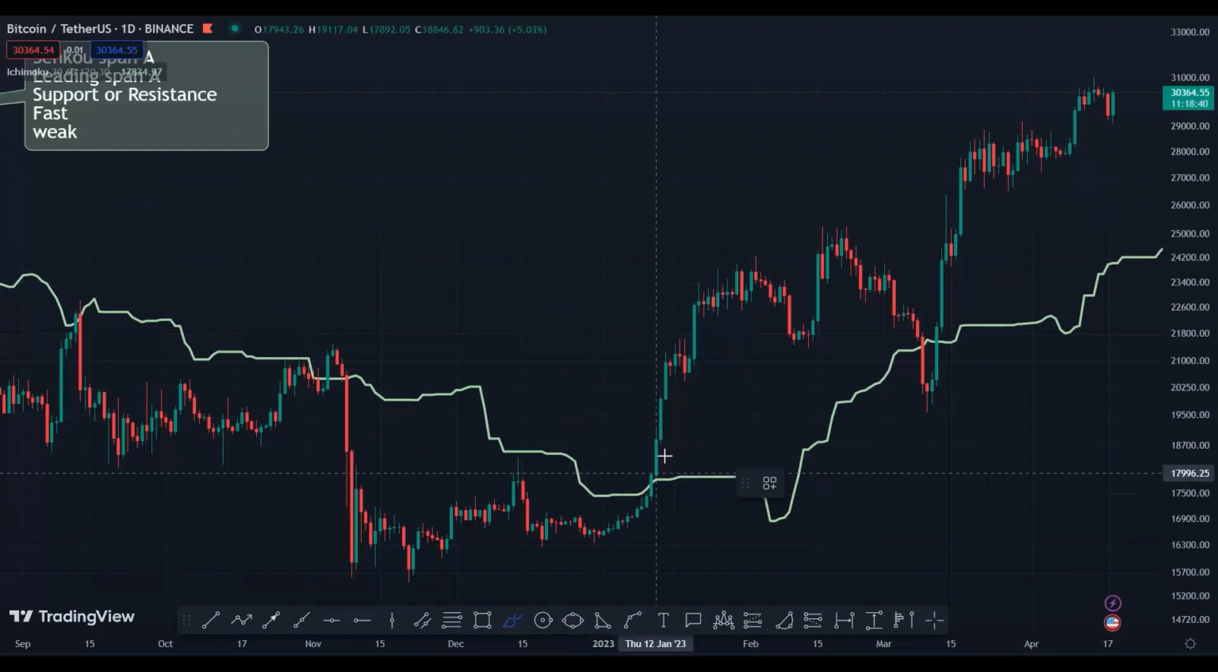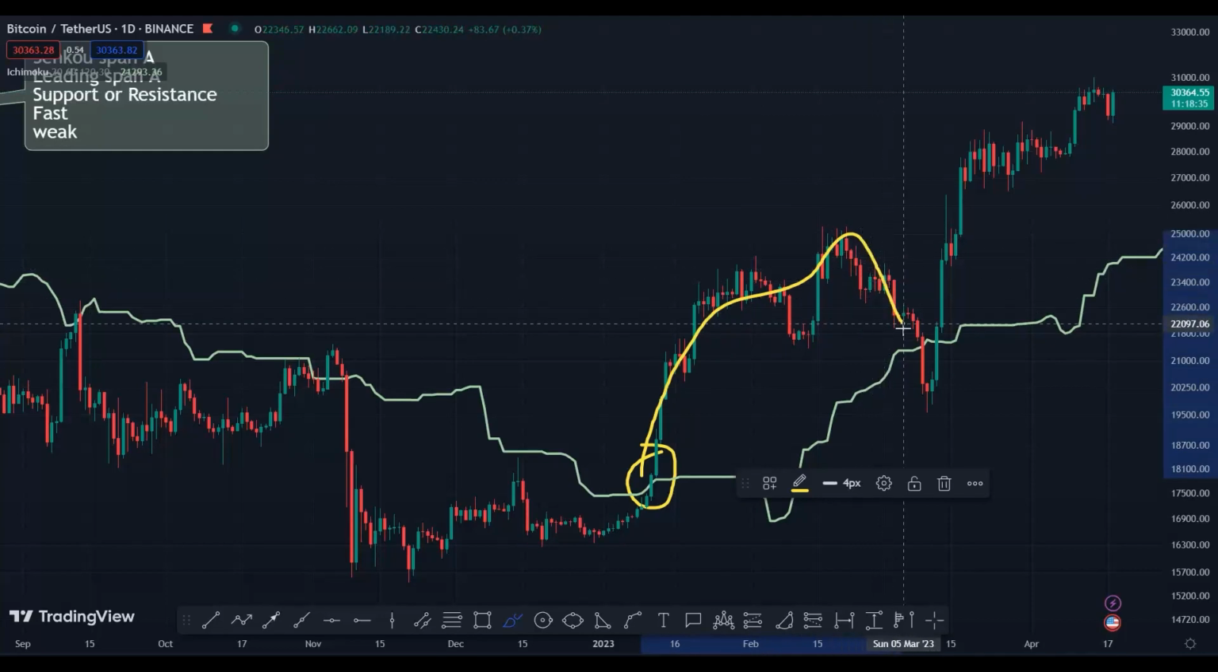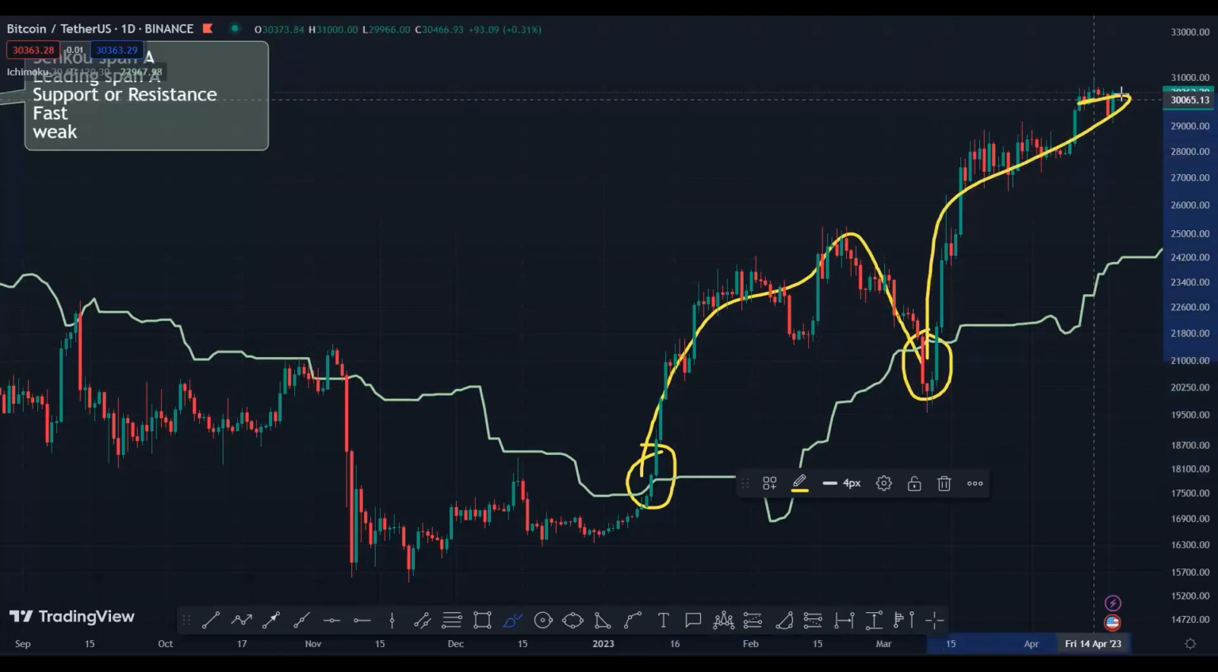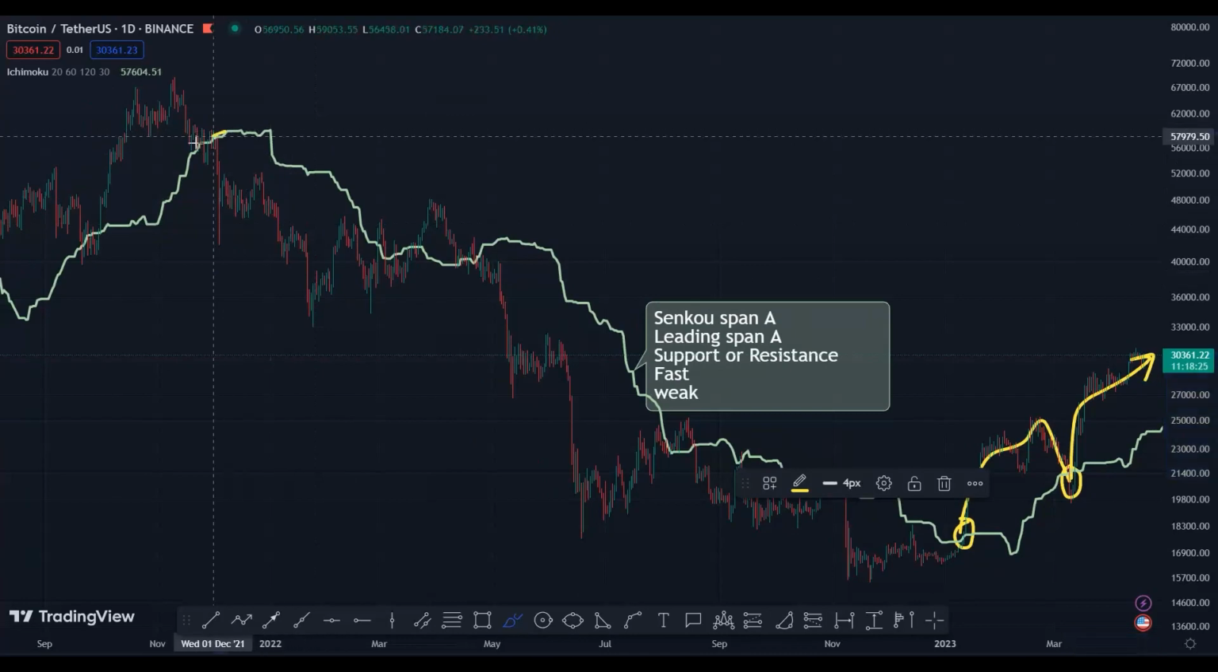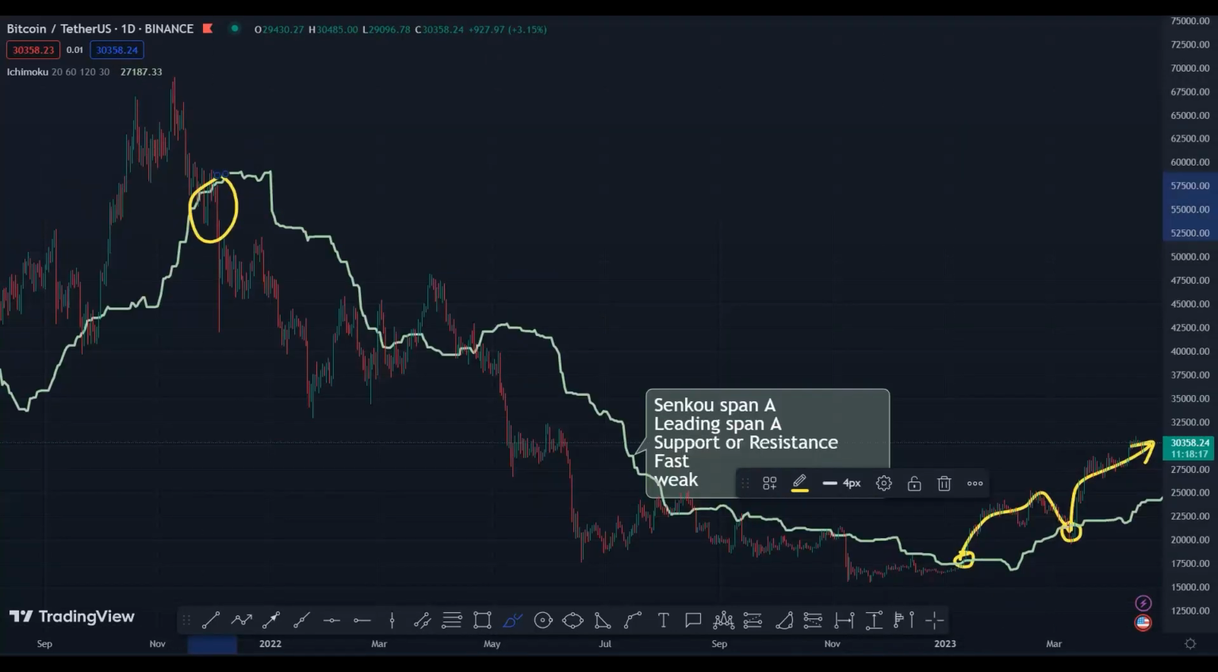Here, we broke the Senkou Span A to the upside, we are bullish, okay? We came here, this was the fake out, and we bounced to the upside again. Or for example, here, during this bear market, around $55,000, we broke the Senkou Span A to the downside.